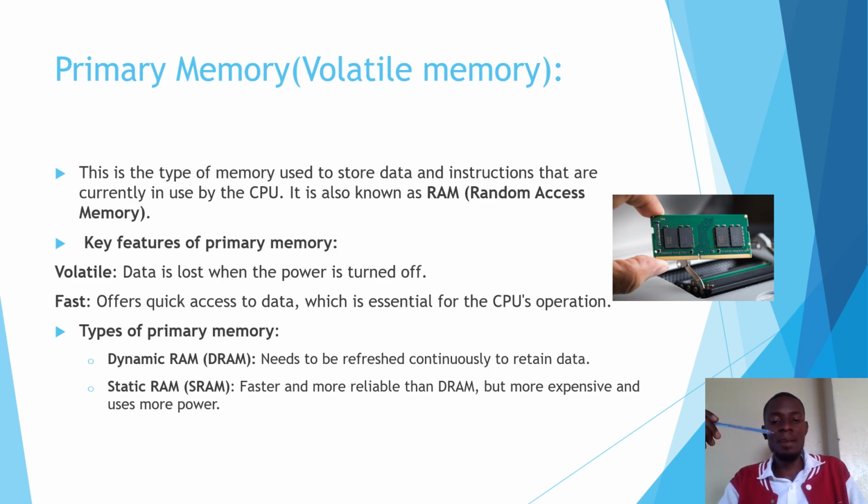And then the other one is the static RAM, or SRAM. This one is faster and more reliable than DRAM, but it is expensive and uses more power. This is static RAM. It is faster and more reliable than the dynamic, but again it's expensive and uses more power.